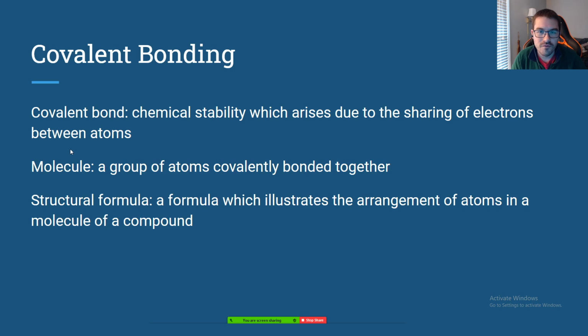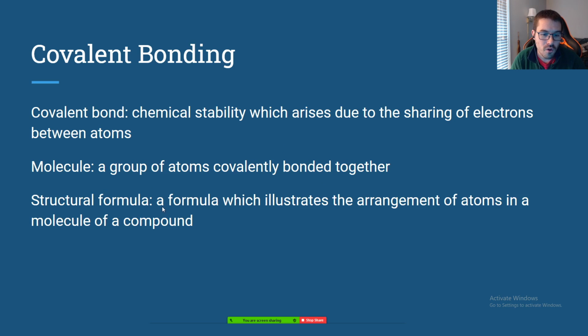So a couple other vocab words here that you're going to want to be aware of. A molecule is just a group of atoms that is covalently bonded together. So take a water molecule. That would be H2O, 2 hydrogens and 1 oxygen. That's a molecule. It's 1 unit of a covalent compound.